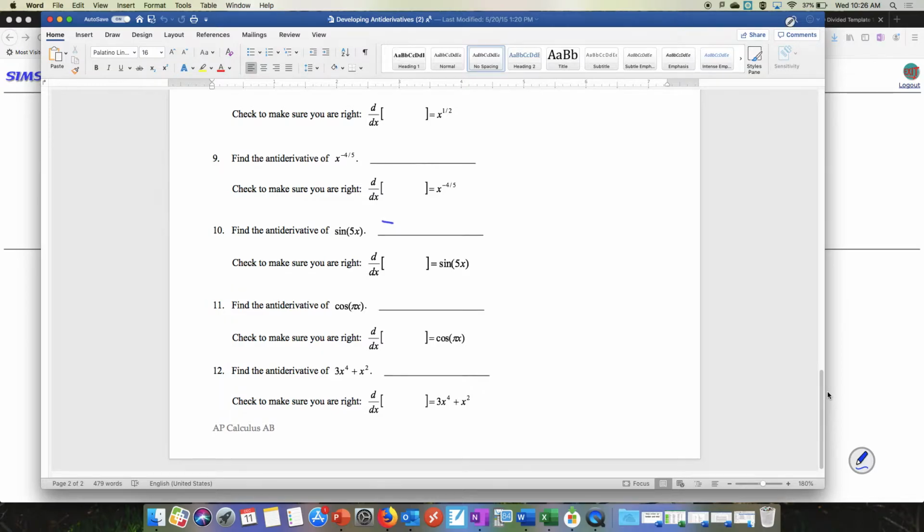All right, Isabel, number 10. Negative 1/5 cosine 5x. Okay, so instead of 5, we have to multiply by the 1/5 to account for that chain rule action. Okay, cosine of pi x. Pierce? 1/pi sine pi x. Again, we have to do the fraction as the coefficient to account for that chain rule.